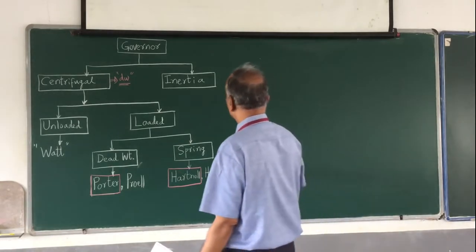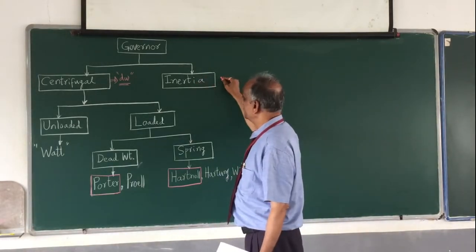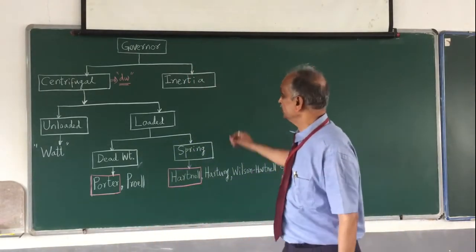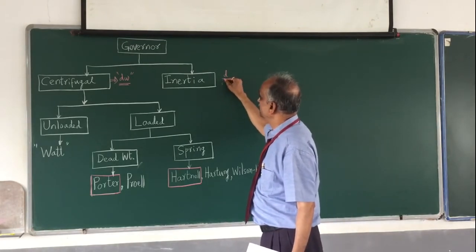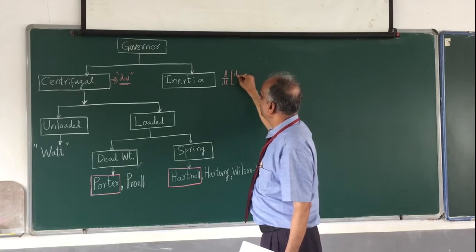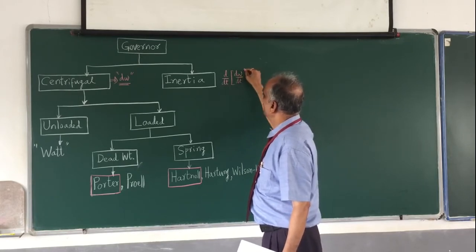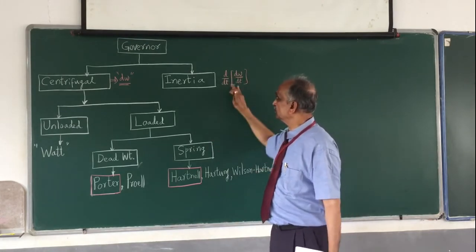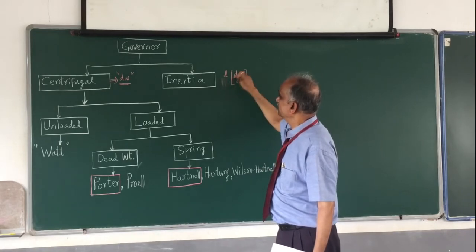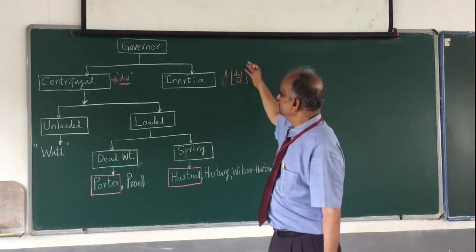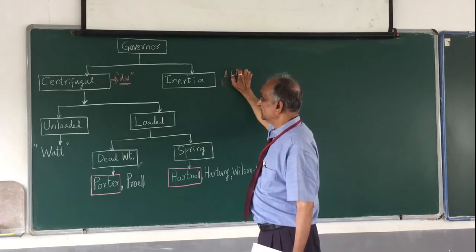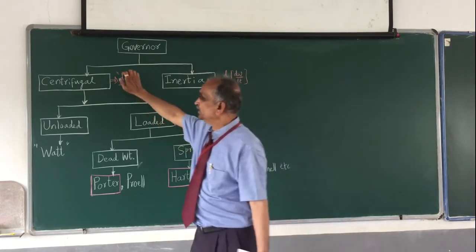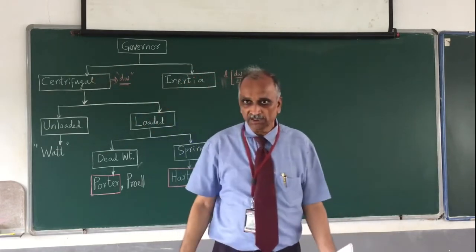The inertia governor works on the change in the inertia force. That is nothing but the change in the acceleration. The inertia torque involves d by dt of d omega by dt, and d omega by dt is nothing but the acceleration. So d of d omega by dt is the change in the acceleration. The change in the acceleration is responsible for the functioning of the inertia governor, and the change in the speed is responsible for the functioning of the centrifugal governor.